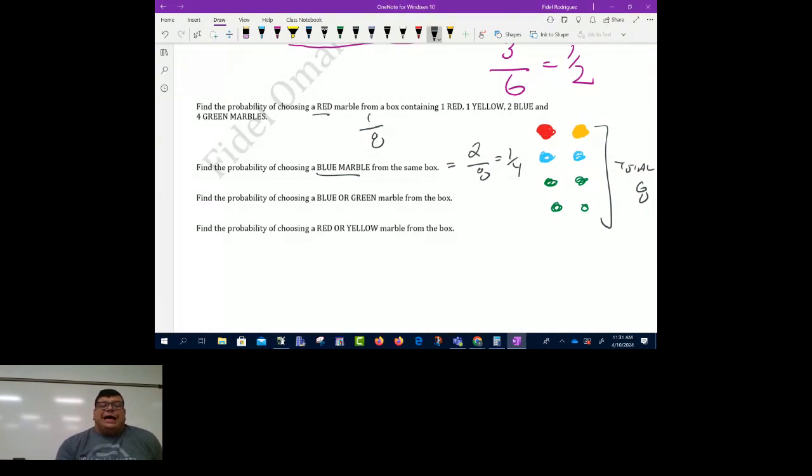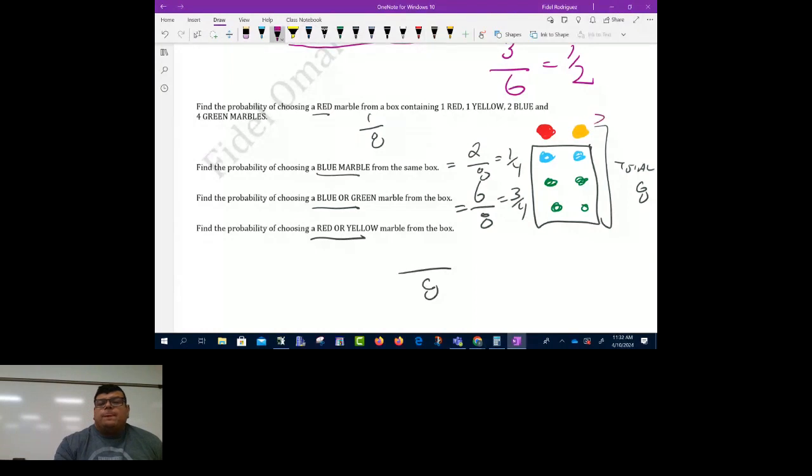All right. How many are blue or green? So, y'all, again, out of the 8, it looks like 6 are either blue or green. We can divide them both by 2, 3/4. Okay. And again, out of the 8, how many are red or yellow? Looks like 2 out of the 8, which again, y'all, reduces to 1/4. Okay. And this is how we find basic probabilities, y'all.